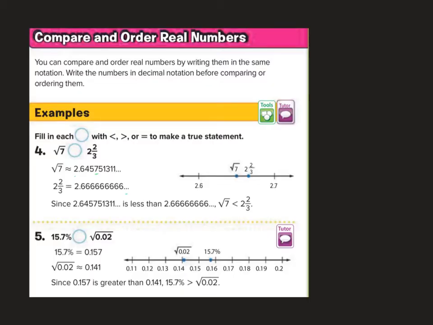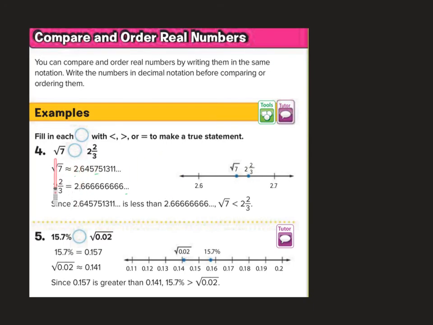Now let's talk about comparing and ordering real numbers. You can compare and order real numbers by writing them in the same notation. Write the numbers in decimal notation before comparing or ordering them. So in each of these cases, we're going to convert our values into decimals so we can make a really quality comparison. We're asked to fill in the circle with less than, greater than, or equal to make a true statement.